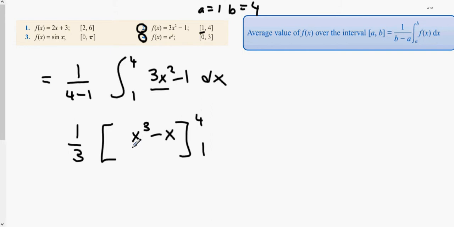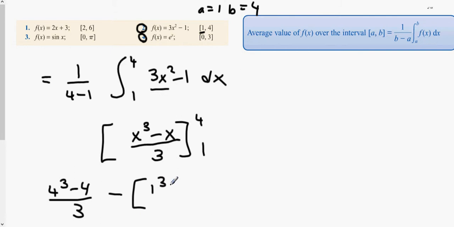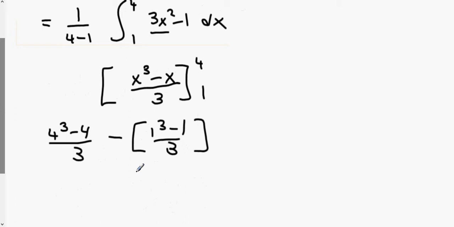This third can go in here, because multiplying by a third afterwards or including the third in the integral is the same thing. Okay, so what's going to happen next is we're now going to evaluate this and see what we get. We're going to get 4 cubed minus 4 all over 3, then minus 1 cubed minus 1 all over 3. Now 1 cubed minus 1 all over 3 is 0.